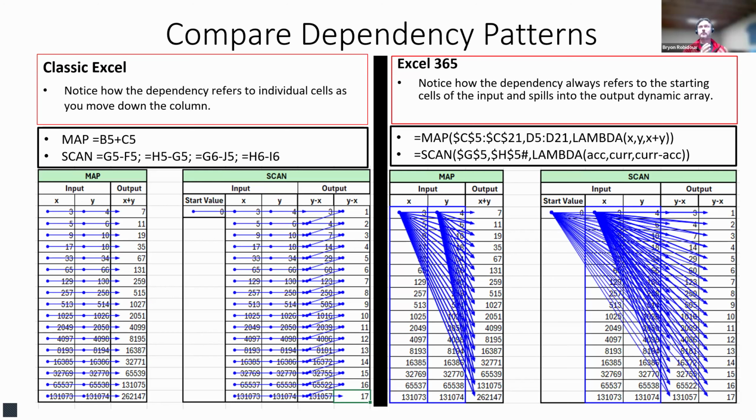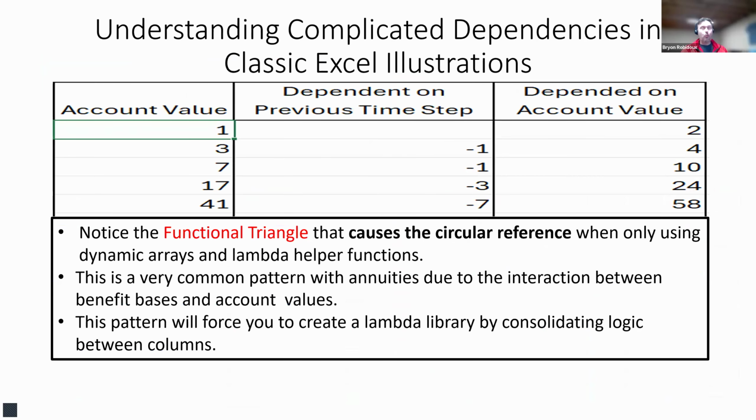That's why it's so important that you understand the dependency patterns of your calculations, to understand why in the world, when doing this, you would be getting fits with circular references. So let's break this down a little bit. When does it actually happen in an illustration? This is why I used a variable annuity, because in a variable annuity, inevitably you're going to have an account value, and you're inevitably going to have a benefit base. And guess what? Those account values and those benefit bases interact together.